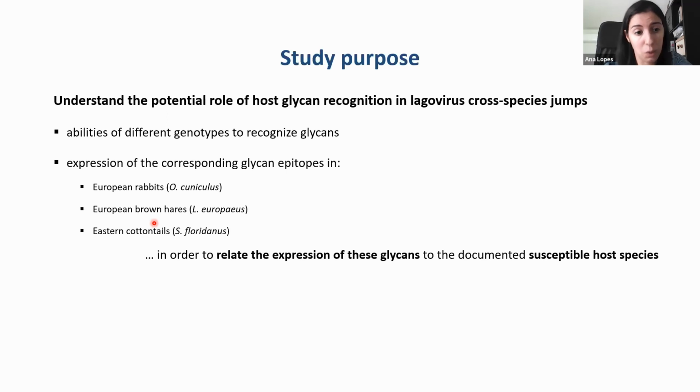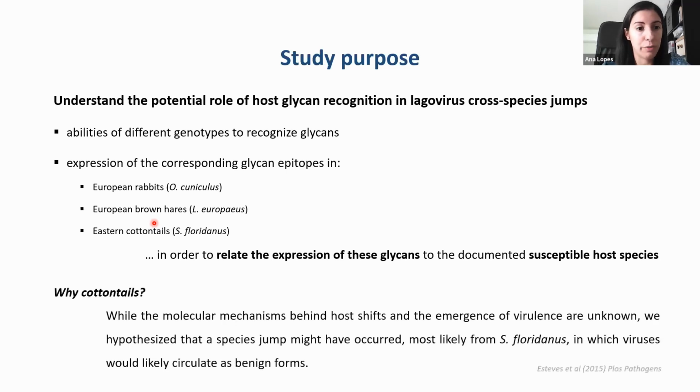And you might be wondering why we use cottontails, since I only told you about rabbits and hares so far. But although the mechanisms of virus emergence are unknown, we put forward a hypothesis a few years ago that a species jump might be involved in the emergence of virulence in lagoviruses. And this species jump most likely occurred from Lepus, in which the virus would circulate as a benign form. So we wanted to include the Lepus to see how these glycans and how the virus attaches to Lepus tissues.